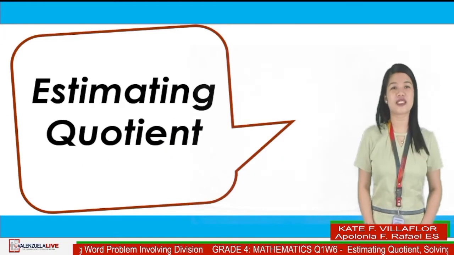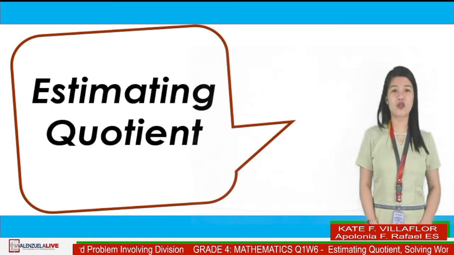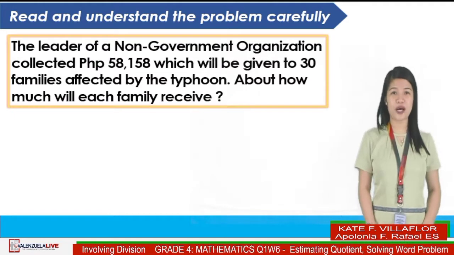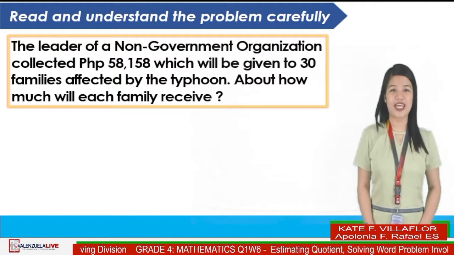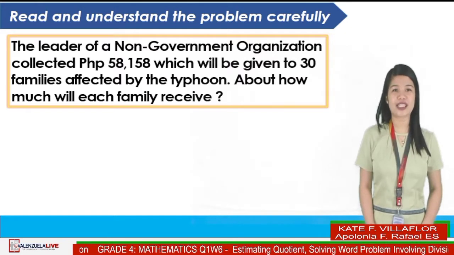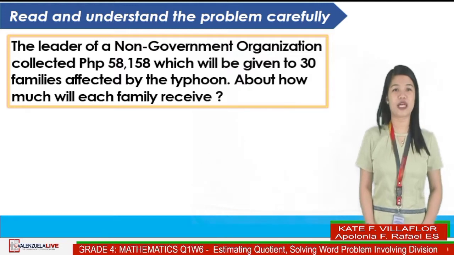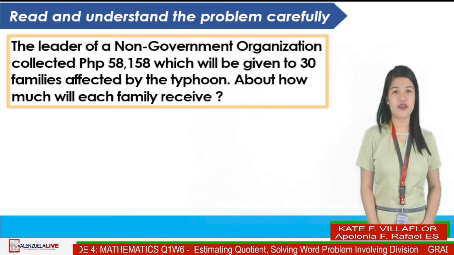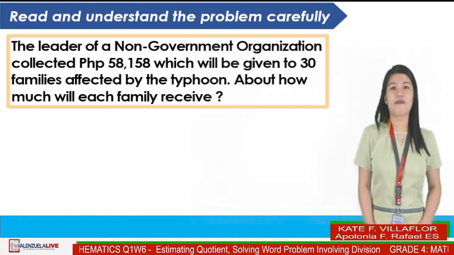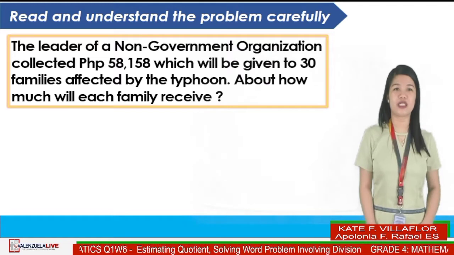Let's first discuss estimating quotient. Let's understand and analyze this problem. The leader of a non-government organization collected 58,158 pesos, which will be given to 30 families affected by the typhoon. About how much will each family receive?